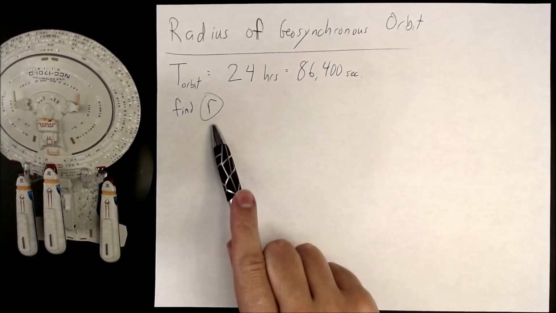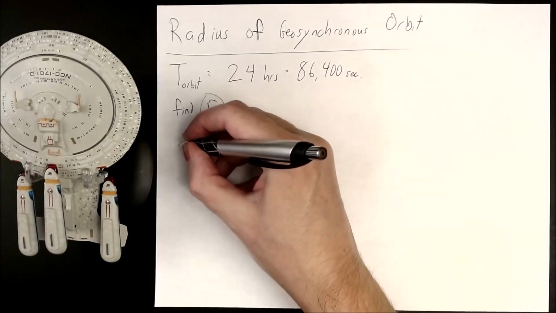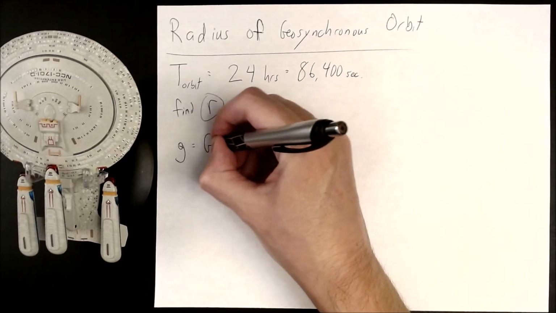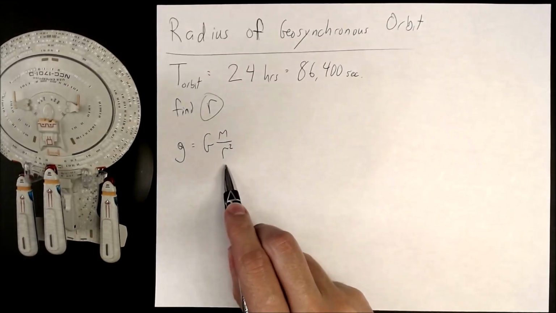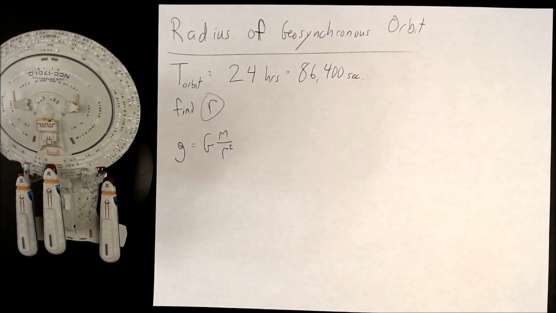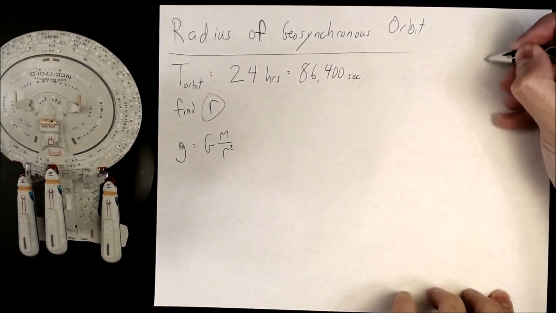But we want to find out how far up we should send that satellite to get it into a geosynchronous orbit. Well, how are we going to do that? We're probably going to end up using that g, the acceleration due to gravity, is equal to big G m over r squared. That's how we can get an r into all of this. But g, that's the acceleration due to gravity. Ask yourself, what direction is that pointed?